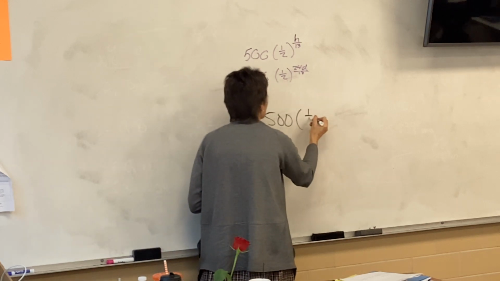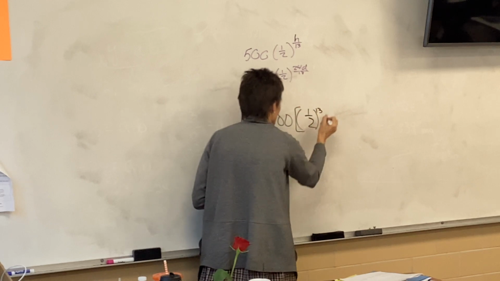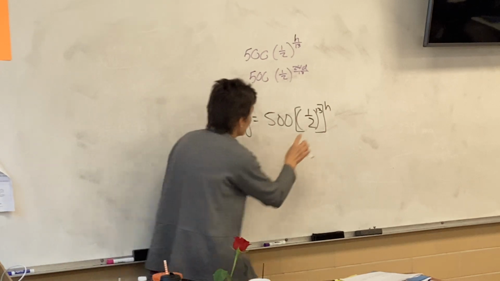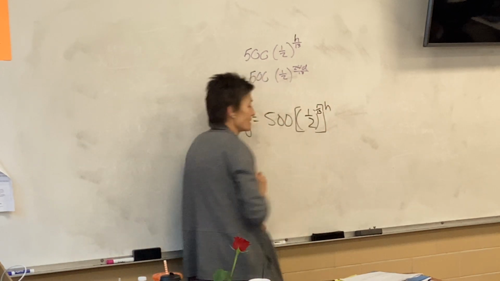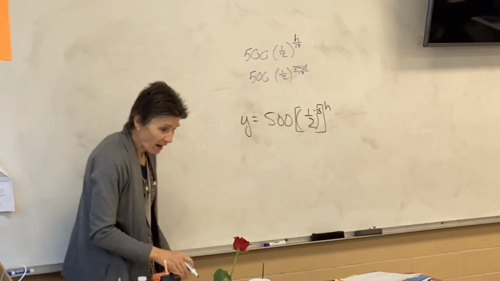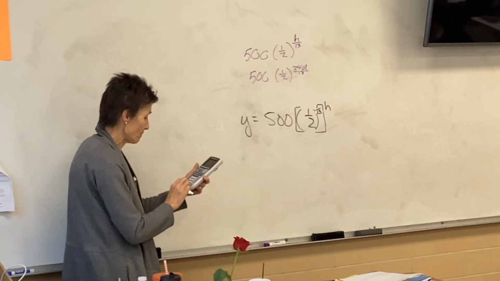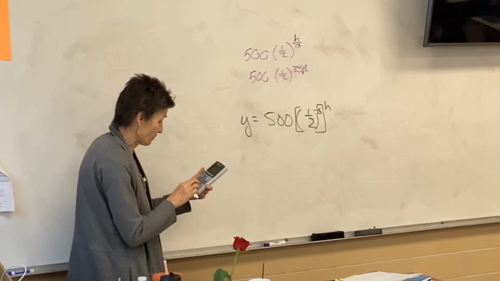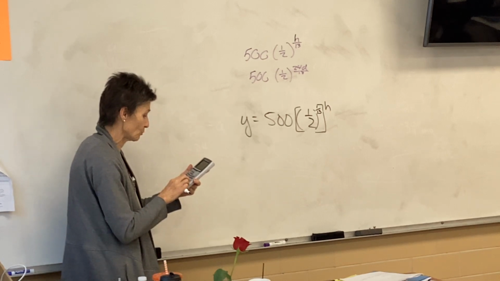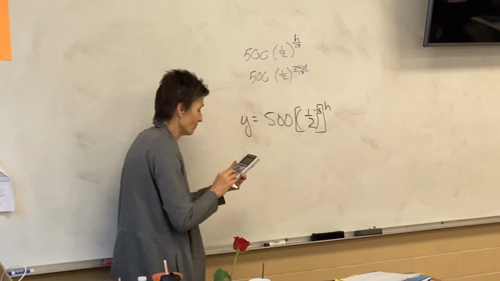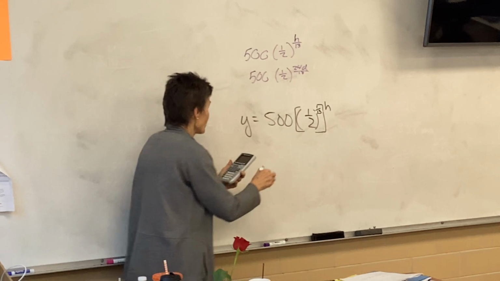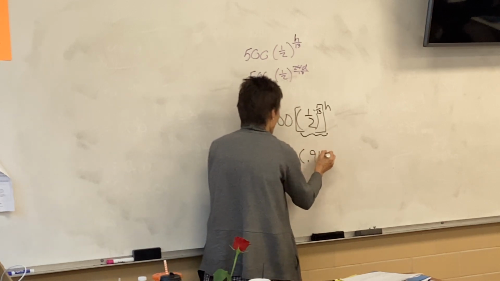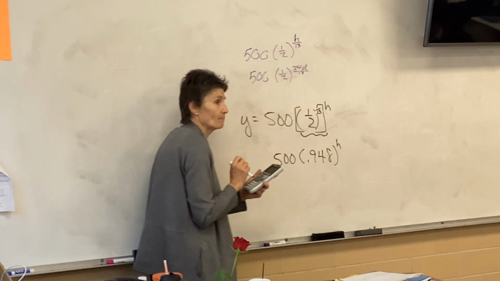So could I rewrite that equation as that? Would that be the same? No, it isn't. If I go to my calculator and type in 500 times 1/2 to the 1/13th power, or take the 13th root of it, I just type this in right here. That gives me 500 times 0.948 to the H.